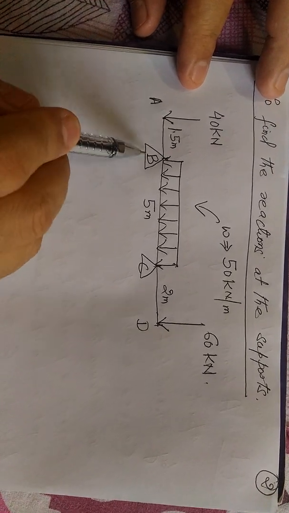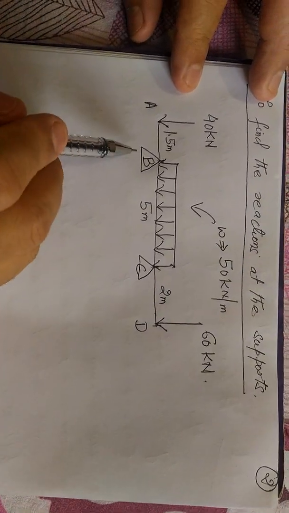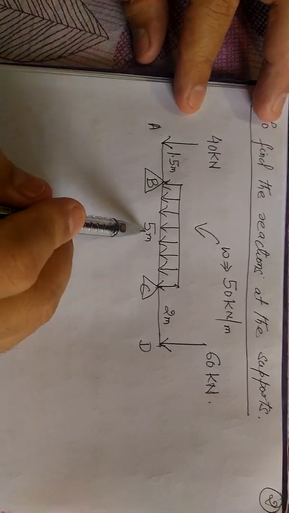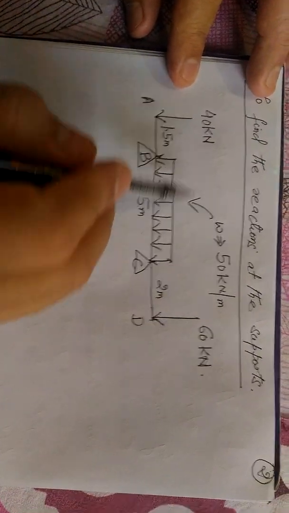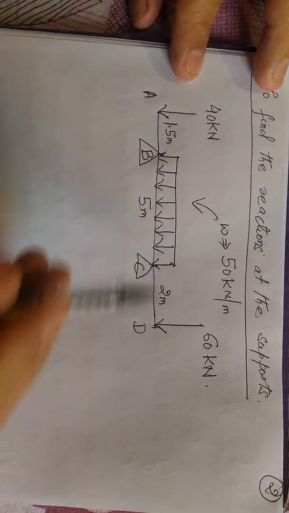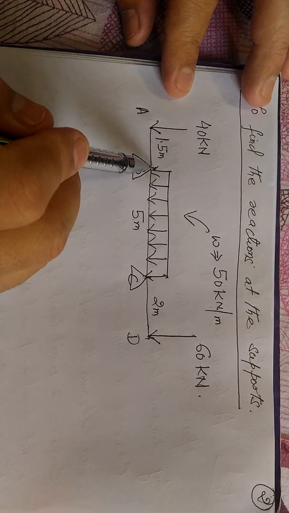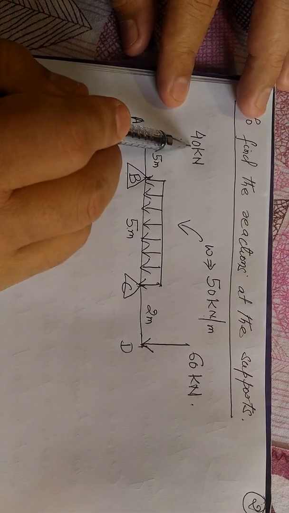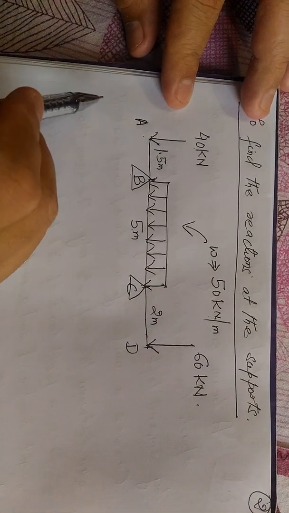This is a beam A, B, C, D. It is supported at 2 points B and C, which are 5 meter apart. It is carrying a UDL of 50 kilonewton per meter over the 5 meter run, and it is overhanging 1.5 meter towards the left, with a point load of 40 kilonewton at point A.